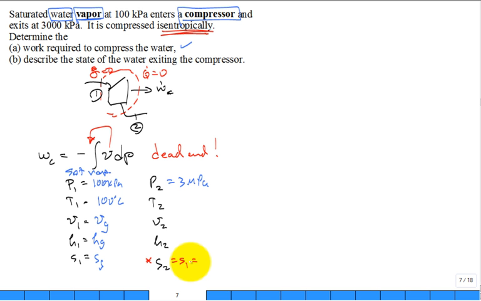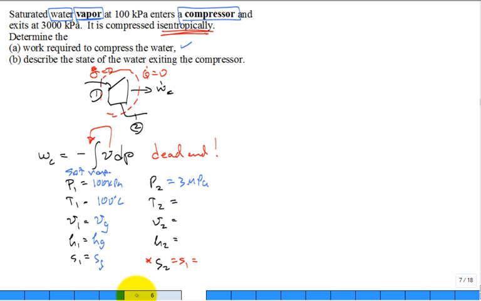Now I have two independent intensive properties from the state principle. I can fix the other states, or find the values for that state. I can find h2. I can find v2. I can find T2. It may be useful to sketch this on a temperature-entropy diagram.